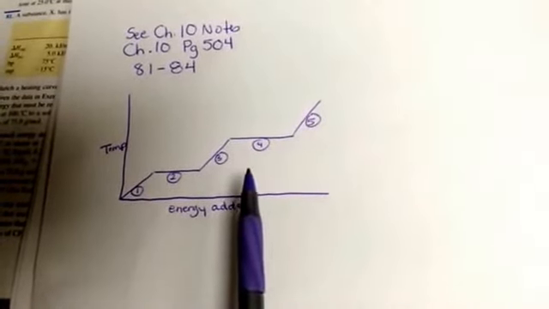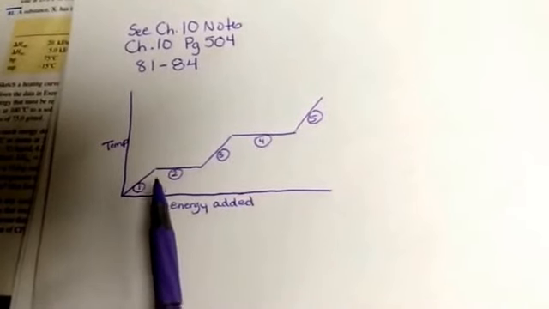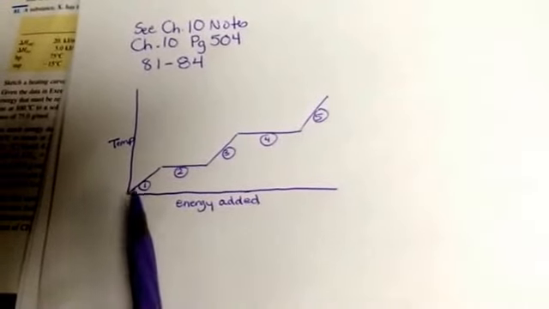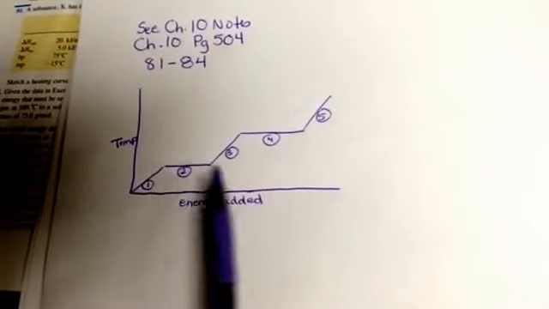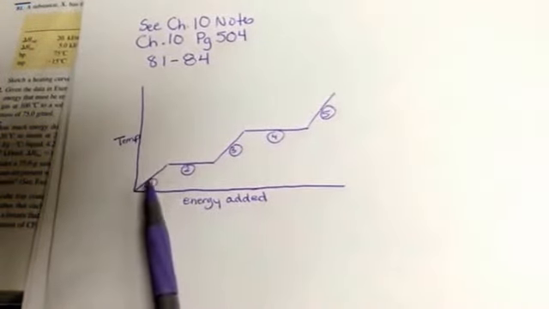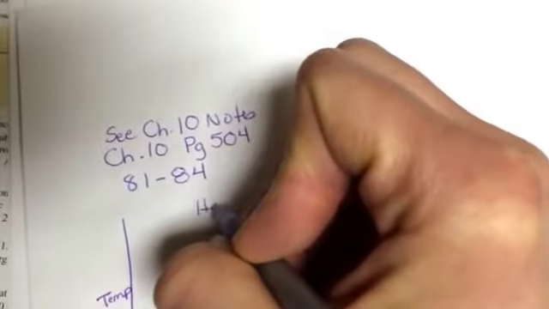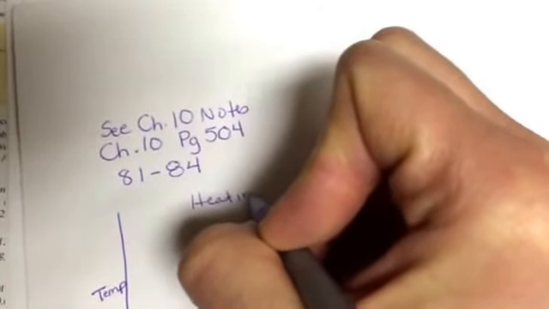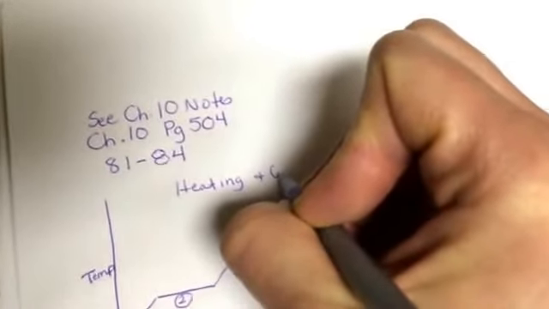The only thing that we need to go back and mathematically cover is how to calculate the energy involved during the heating up of, say, a solid or a liquid or even a gas. This is called the heating and cooling curve. So I'm going to write that at the top. This is a heating and cooling curve.